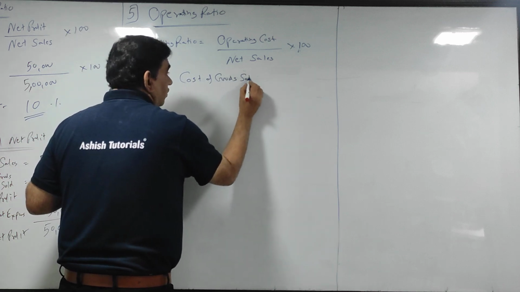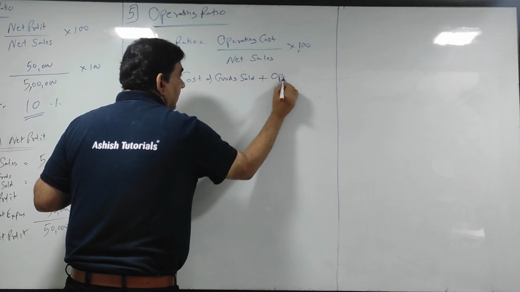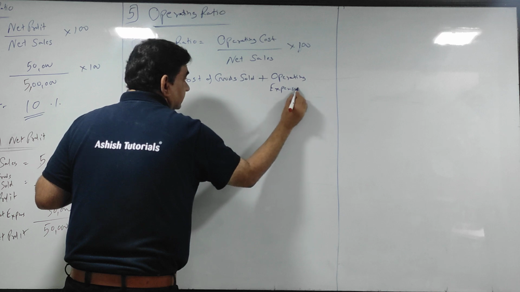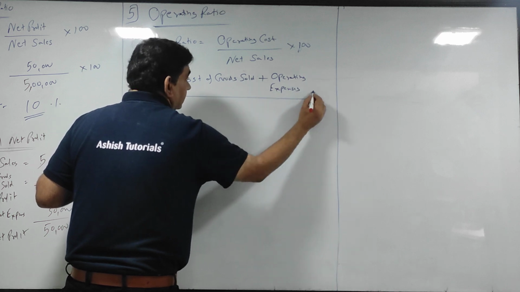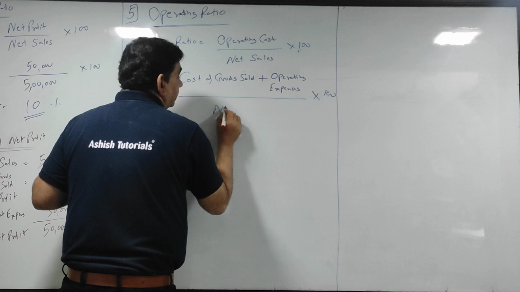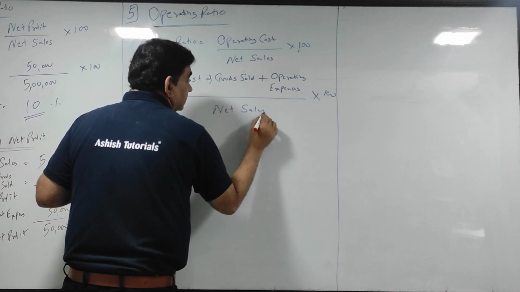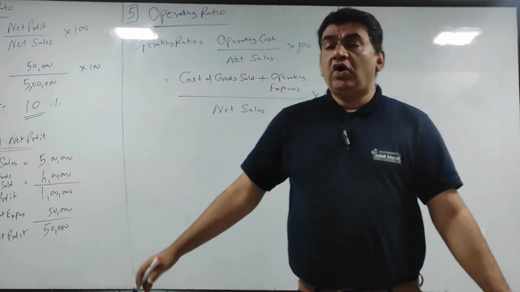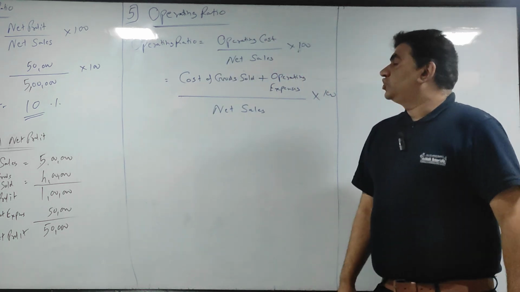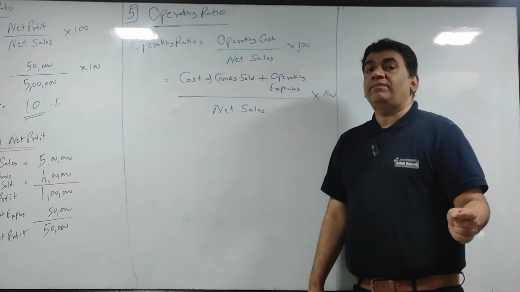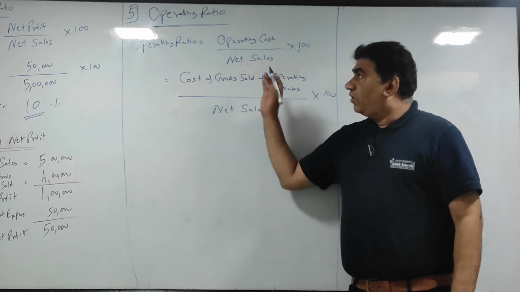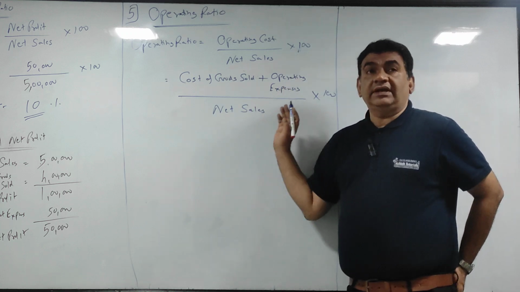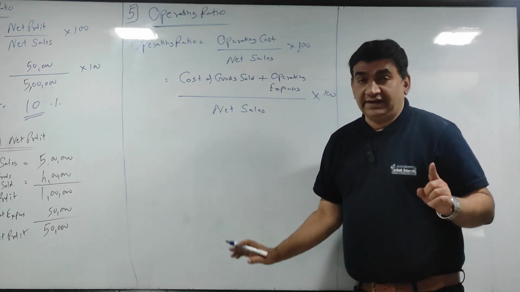Operating cost is nothing but cost of goods sold plus operating expenses, entire thing upon net sales into 100. Okay, so I'll repeat. Operating cost is cost of goods sold plus operating expense, and operating ratio is cost of goods sold plus operating expense upon net sales into 100.